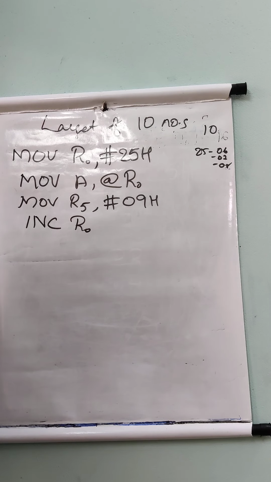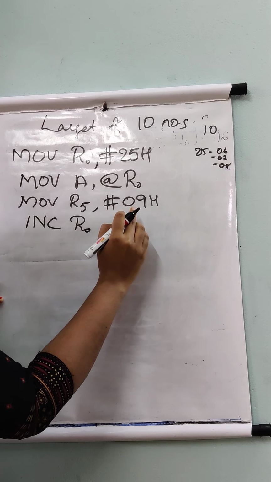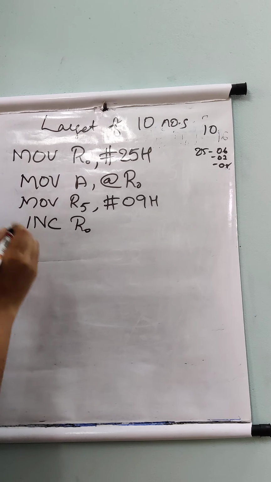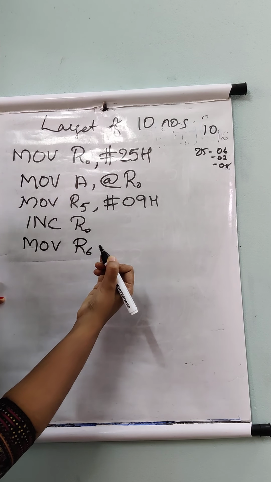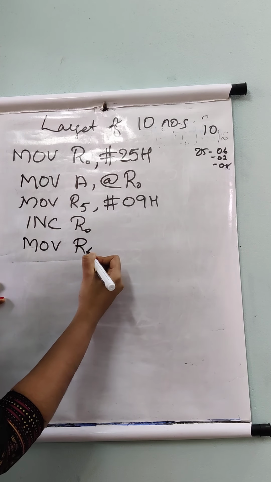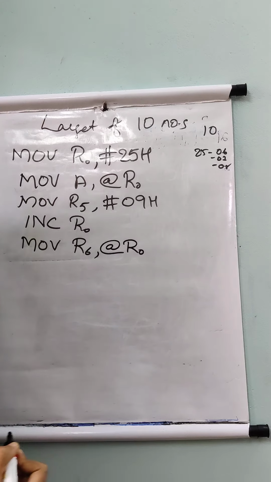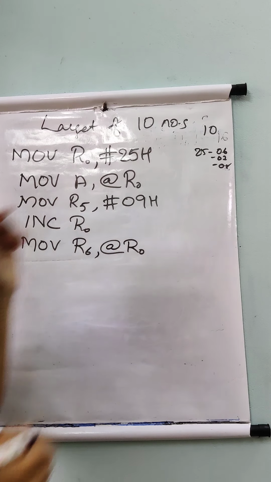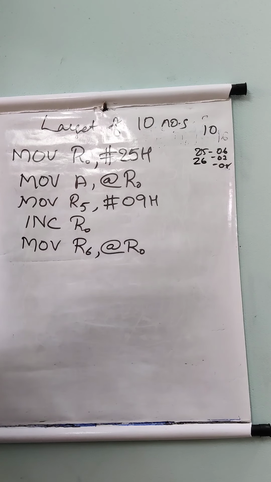The next step is moving that value to another register for comparison. So here is our value. The next value is in @R0 and I'm going to move that value to another register for comparison. Let it be R6. I'm moving the value to R6: MOV R6, @R0. So now the value in 26 will be moved to register R6.